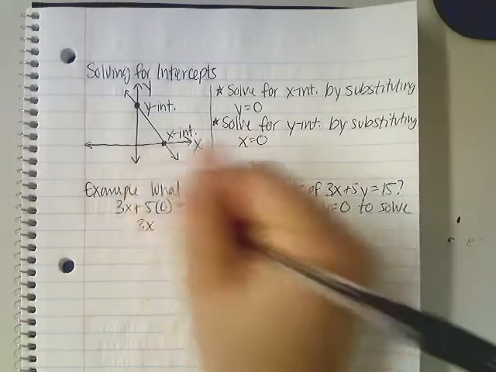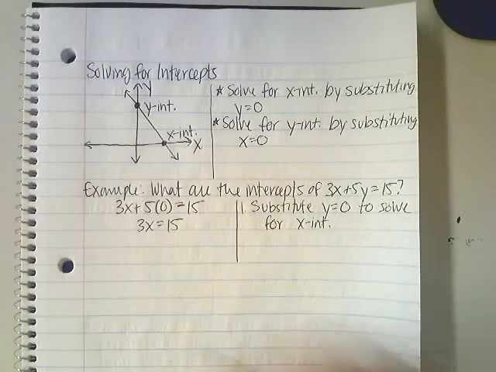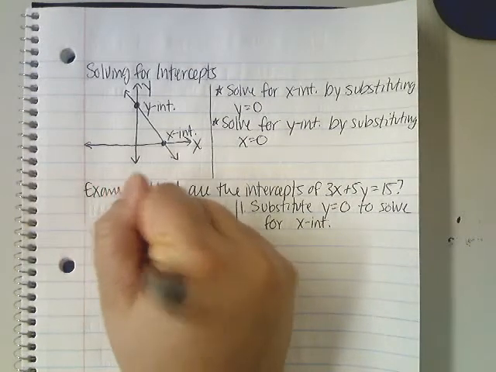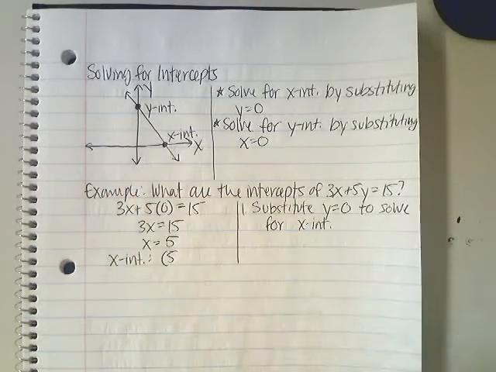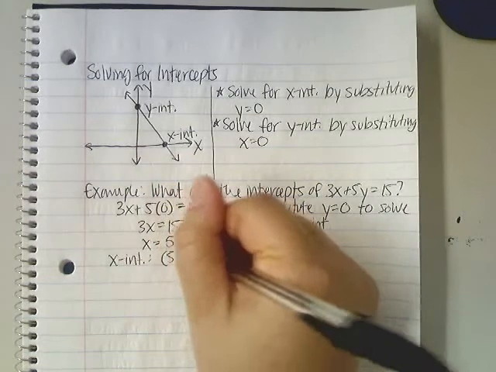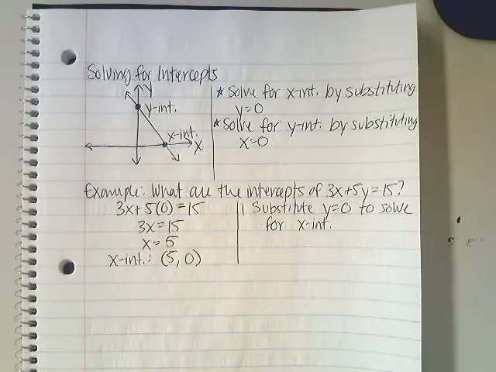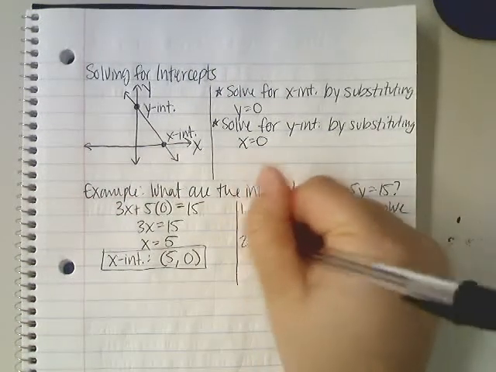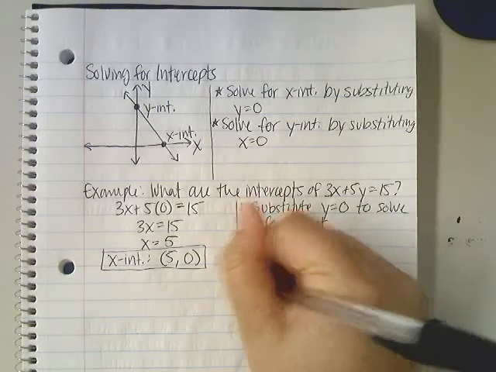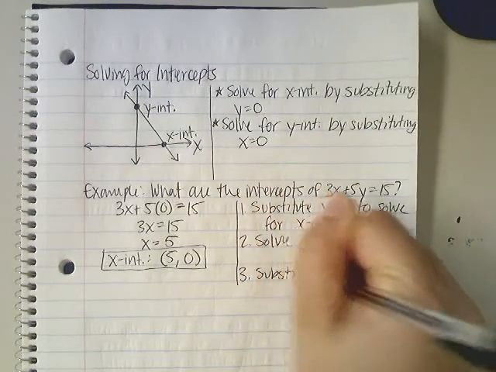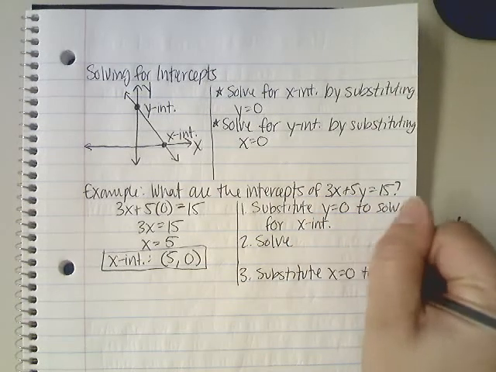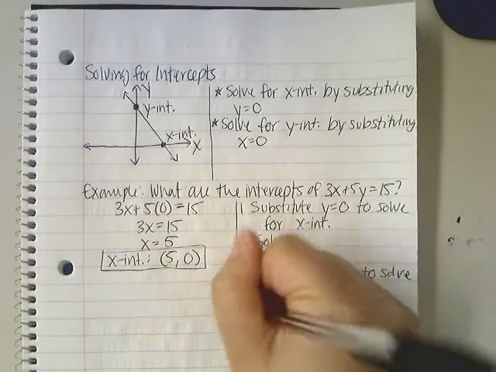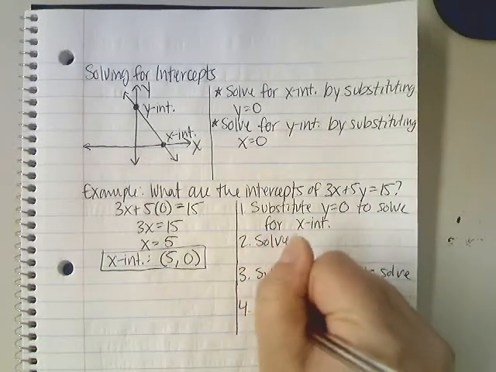5 times 0 is 0, so I'm left with 3x is equal to 15. I divide by 3, and x is equal to 5. So my x-intercept, I know I just solved for the x value, which is 5, and I know the y value at my x-intercept will always be 0, so my x-intercept is at 5, 0. So there's my first intercept. So the second step I did was solve. Now I'm going to solve or substitute x equals 0 to solve for my y-intercept. And then I'm going to solve that out.